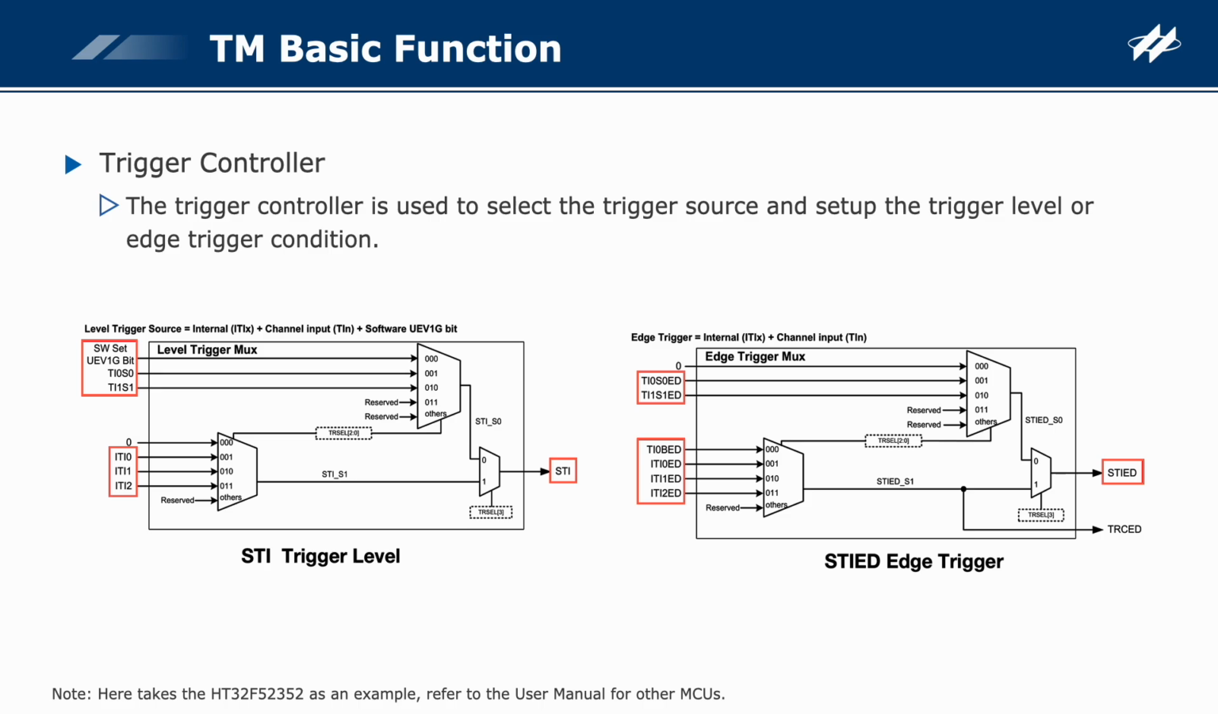The edge trigger condition depends on the rising or falling edge of an input signal. Therefore, the STI-ED edge trigger source can be the TI0S0ED, TI1S1ED, ITI0ED, ITI1ED, or ITI2ED. Similarly, as the UEVG bit does not have an edge change, it cannot be used as an STI-ED edge trigger source.